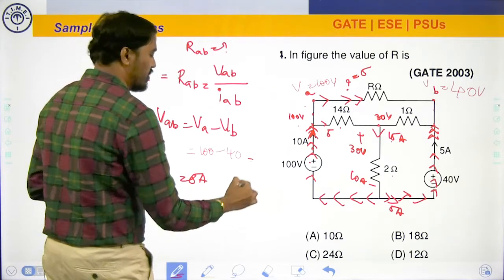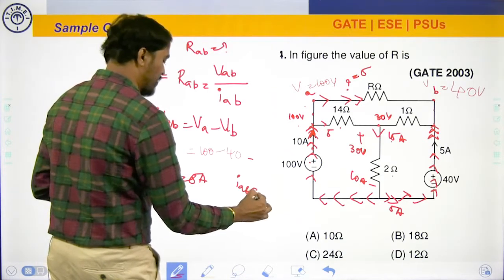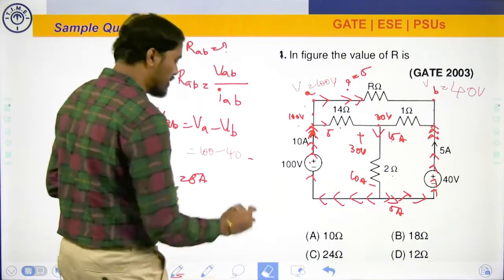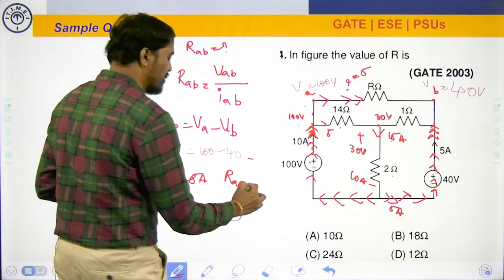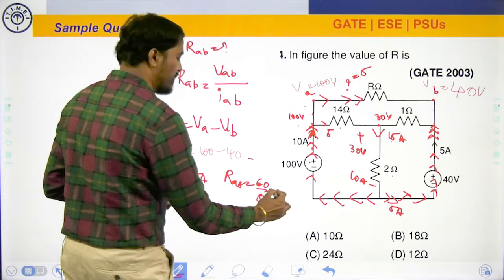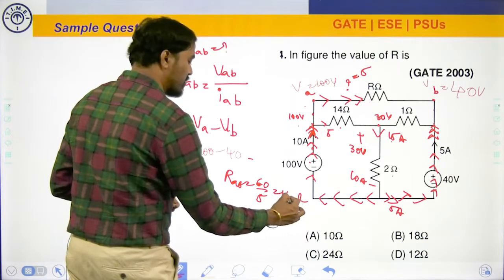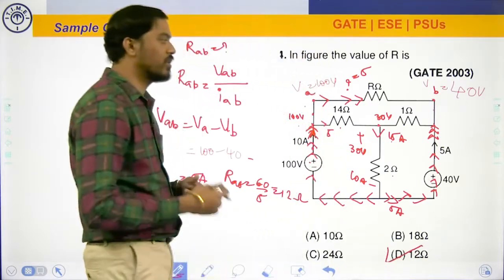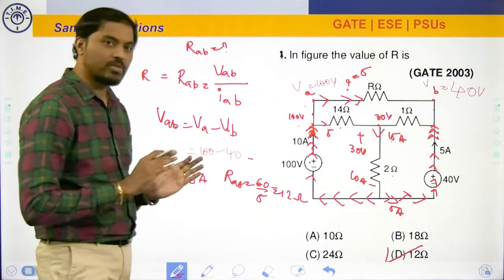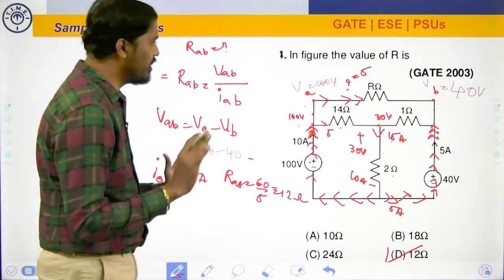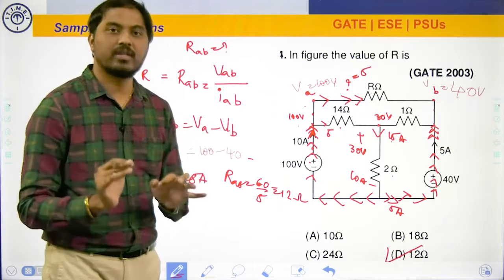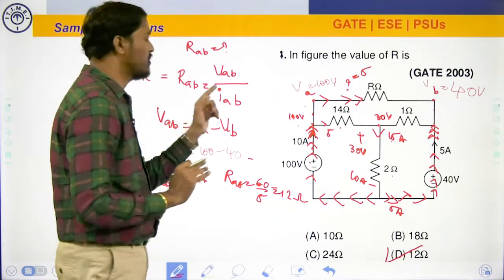So therefore, IAB is 5 amperes and VAB is 60 volts. Therefore, the answer is RAB equals 60 by 5, that is 12 ohms, which matches with option D. If you carefully notice, I didn't use any nodal, any mesh, no star delta transformation, nothing. All I carried is the most powerful weapon called Ohm's law.